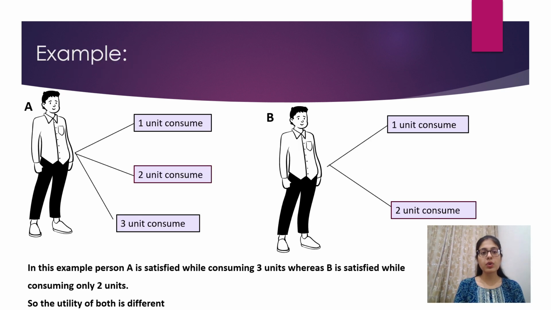Let us understand the word subjective with an example. This is person A and this is person B. Person A consumed 3 units of chapati and then he is satisfied. Person B consumed 2 units of chapati, then he is satisfied. So the utility for both is different. For A, he consumed 3 units, then he is satisfied. For B, he consumed 2 units, then he is satisfied.